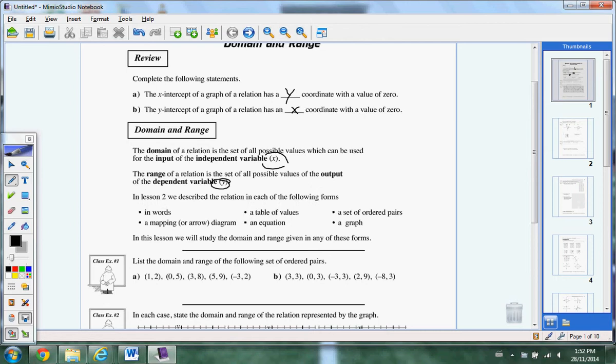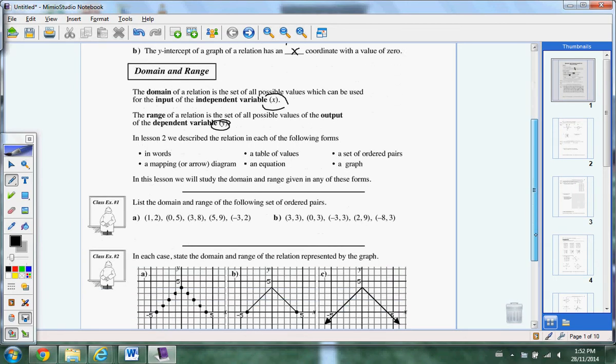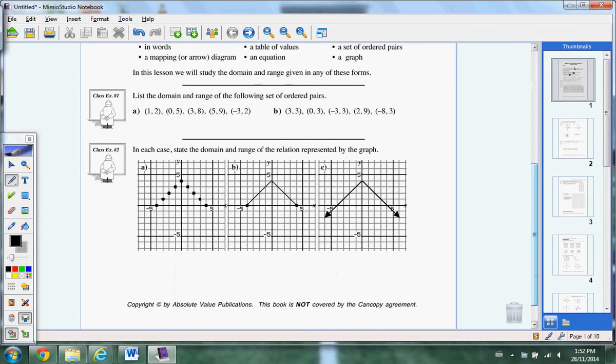Now what they want here is, they're giving you a list of points. State the domain. So the domain would be all your x's. Just put D, would be 1, 0, 3, 5, -3. That's your domain. Conversely, your range would be the y's. R: 2, 5, 8, 9. You don't have to write the same number twice, so I'm not going to write 2 again, because I already have 2.